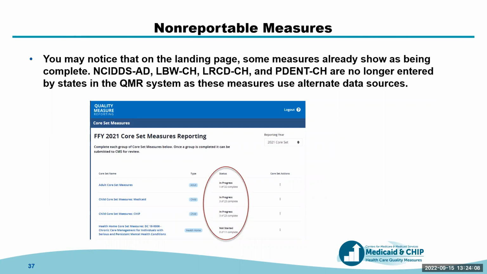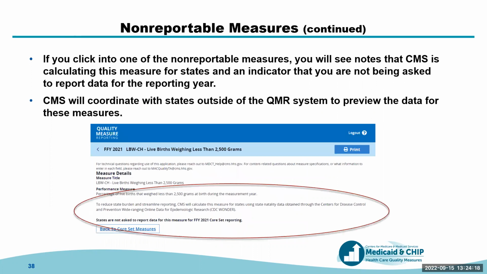You'll notice on the landing page, some measures already show as being complete. These measures are no longer entered by states in the QMR system as they use alternate data sources. If you click into one of these non-reportable measures, you will see notes that CMS is calculating this measure for states and an indicator that you will not be asked to report data for the reporting year. CMS will coordinate with you outside of the QMR system to preview the data for these measures.